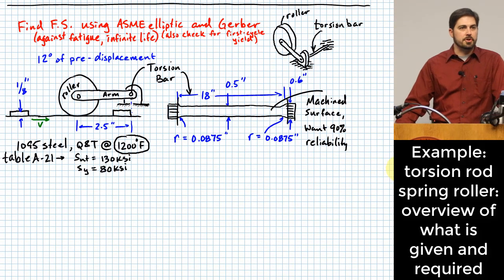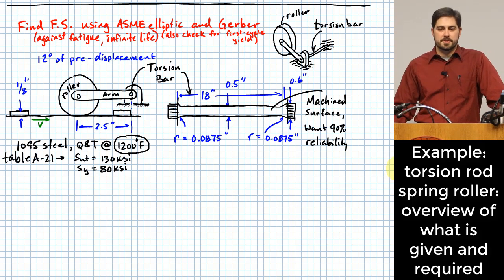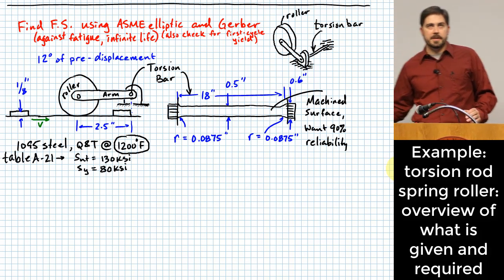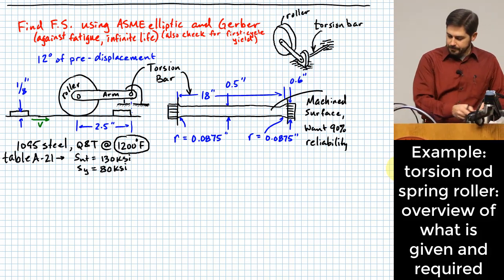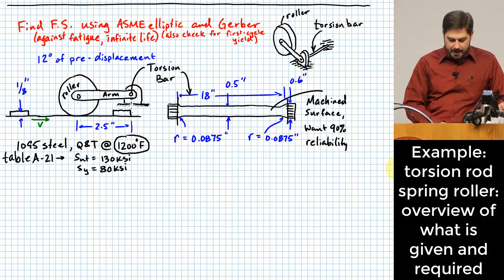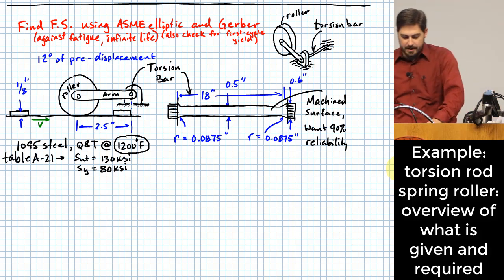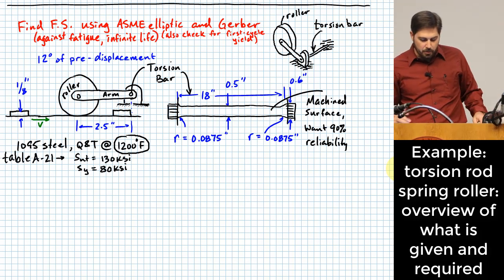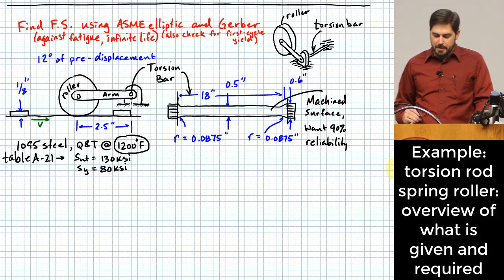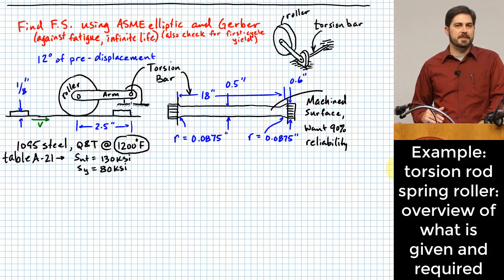We haven't done a torsional problem yet, so this will be a chance for us to work a problem that is set up in torsion. So this problem has a roller, and this roller is set up so that, ostensibly anyway, the roller is rolling over some sort of maybe a part that's on a conveyor. Think of it that way.